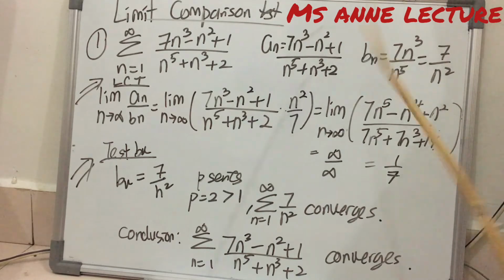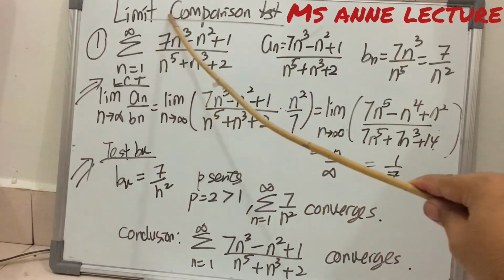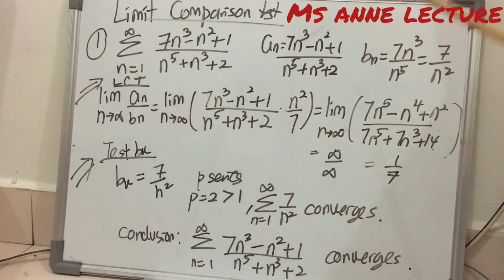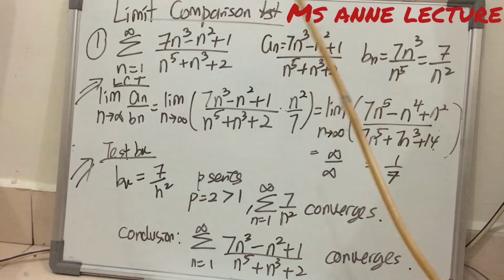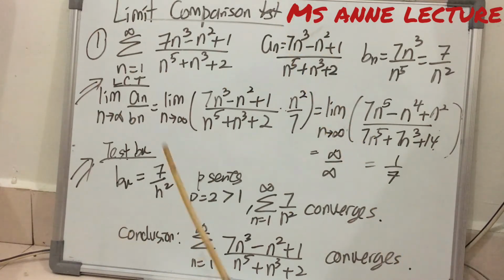The bn is the first polynomial from here. So bn is 7n cubed over n to the power of 5, which simplifies to 7 over n squared. Since we are using the limit comparison test, it is the limit as n approaches infinity of an over bn. So the limit is 7n cubed minus n squared plus 1 over n to the power of 5 plus n cubed plus 2, multiplied by n squared over 7.